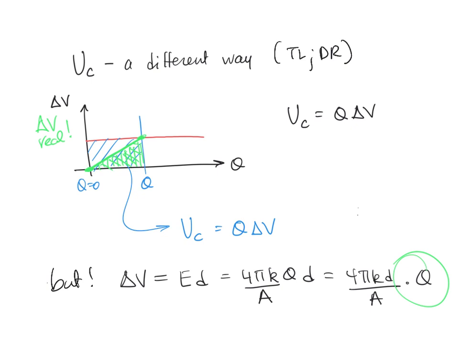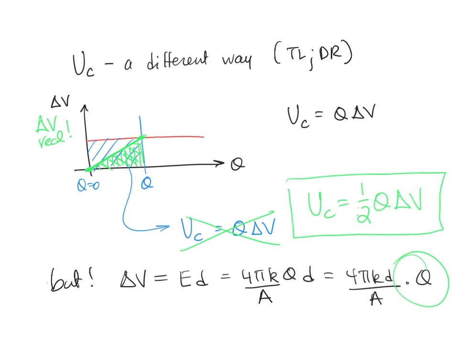Kind of like the displacement for objects with constant acceleration is not equal to rate times time, because it's not that rate the whole time. It's only the rate at the end anyway. So this is a half. So this isn't right. It should be really U_C equals 1/2 Q delta V. And this agrees with what we derived from our integrals before.